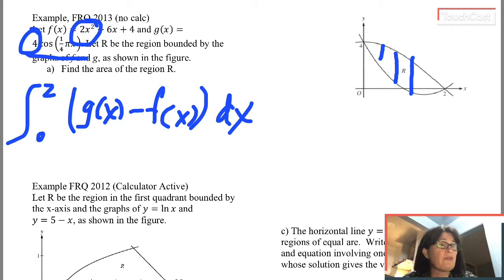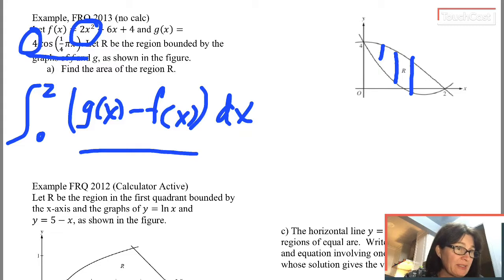It's probably worth 1 point for getting the correct integrand. That means not messing up the order of the subtraction too much. And that's probably worth 1 point, and then 1 point for the limits. So once you've written this integral, the hard work on this problem is not a calculator problem. We're going to have to evaluate this integral by hand.